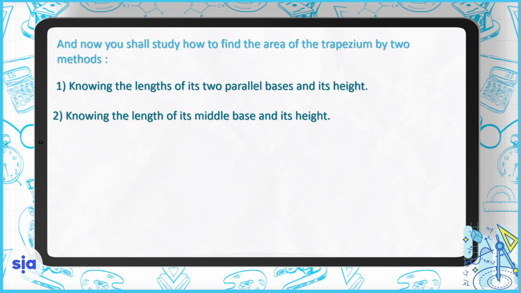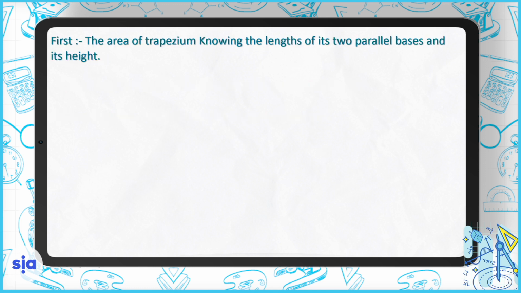And now, you shall study how to find the area of the trapezium by two methods. The first one, by knowing the length of its two parallel bases and its height. The second one is by knowing the length of its middle base and its height. Let's go to the first way. How to find the area of the trapezium if we know the length of the two parallel bases and its height.